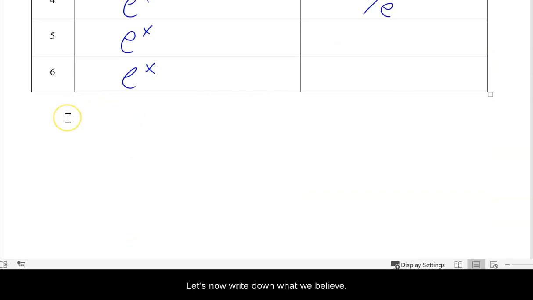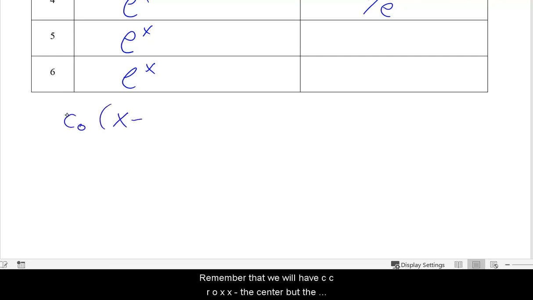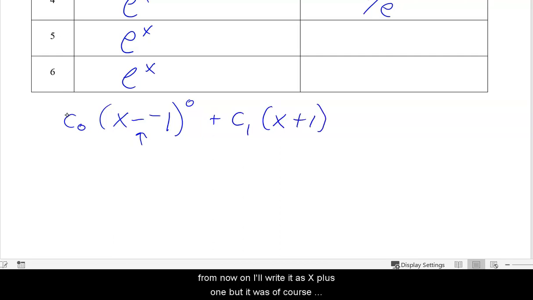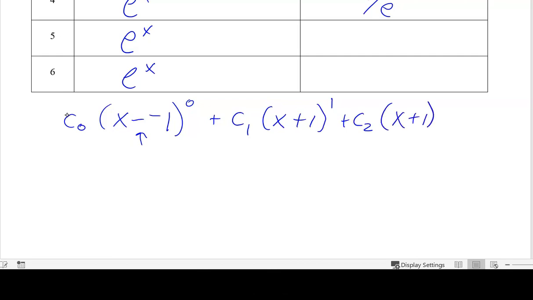Let's now write down what we believe the infinite series formula would look like. Remember that we will have c0 times x minus the center, but the center is a -1. That's going to give us a double negative there. Since it's a double negative, that will make it a plus. So from now on, I'll write it as x plus 1, but it was, of course, actually minus a negative. Let's see if this is enough to find the pattern.